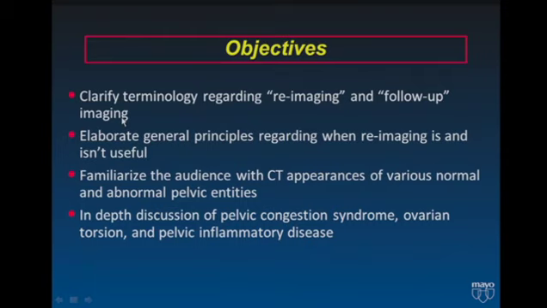And my objective in this talk is to clarify some terminology regarding re-imaging versus follow-up imaging, elaborate general principles regarding when re-imaging is and isn't useful, familiarize you with the CT appearances of a variety of normal and abnormal pelvic entities, and then finally discuss in some depth pelvic congestion syndrome, ovarian torsion, and pelvic inflammatory disease.